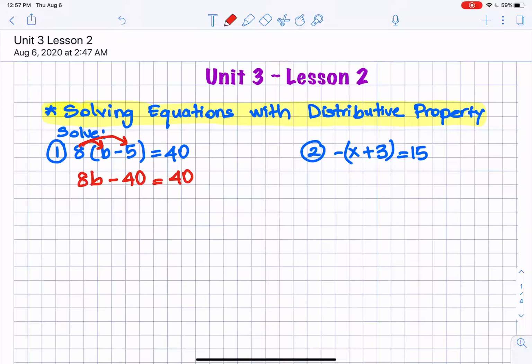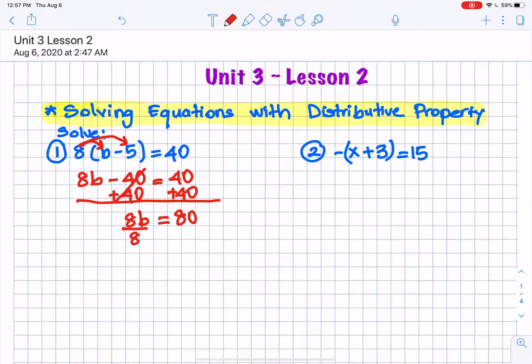And then I'm going to do the inverse operations. I'm going to add 40 to both sides of the equation. And we will have 8b equals 80. And then my variable b is being multiplied by 8. I'm going to divide both sides by the coefficient 8, which is 10. So our final answer is b equals 10.